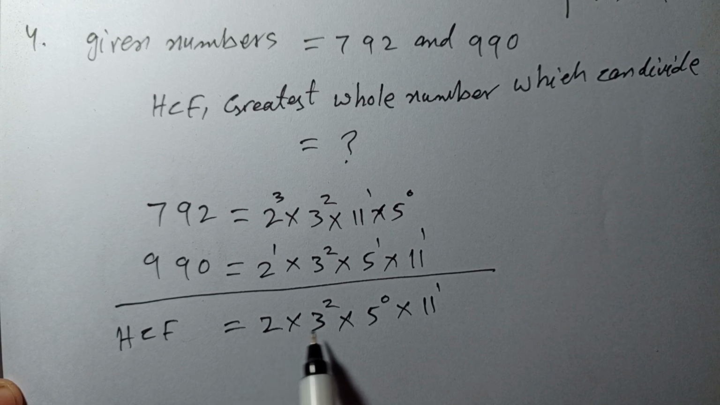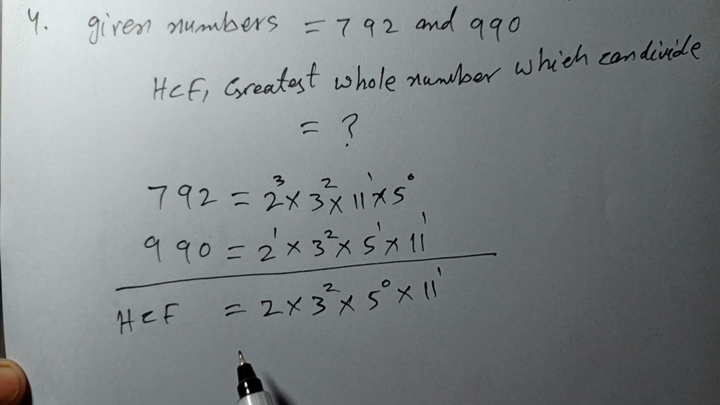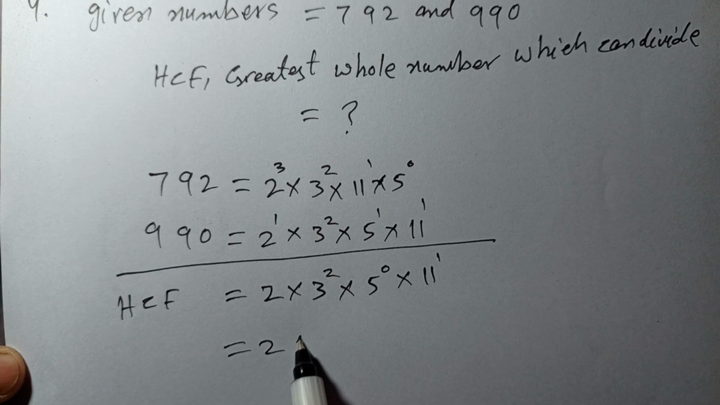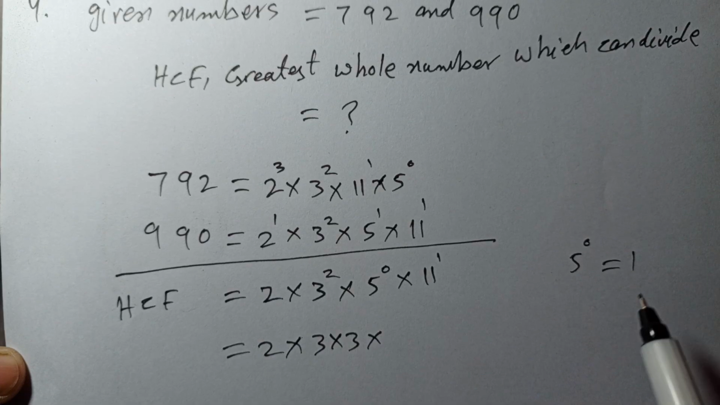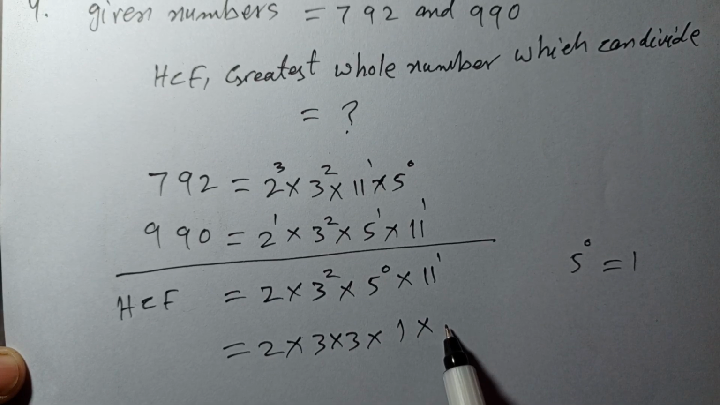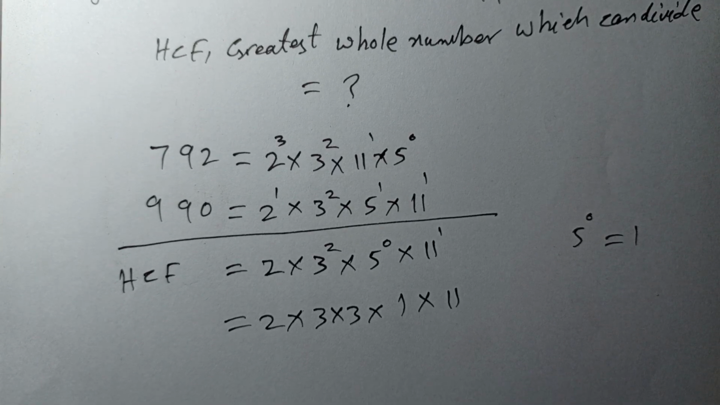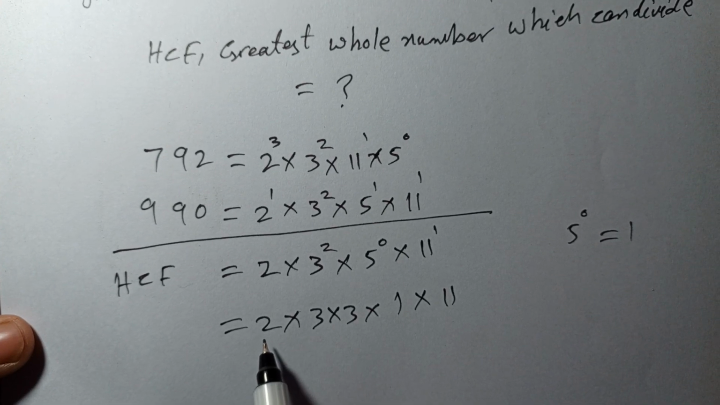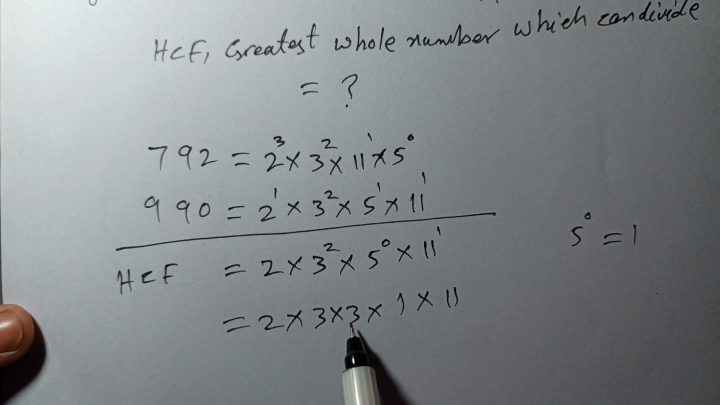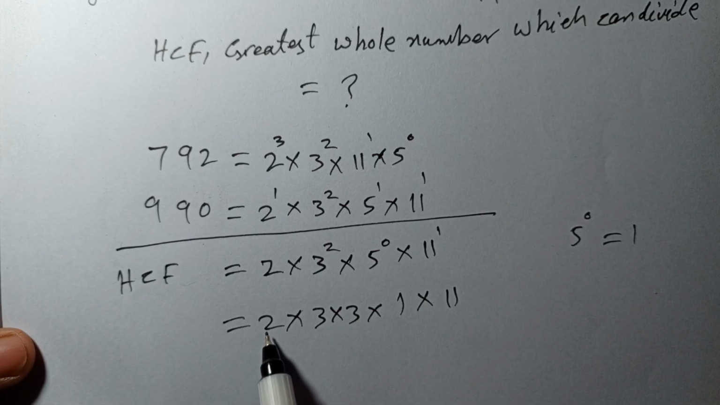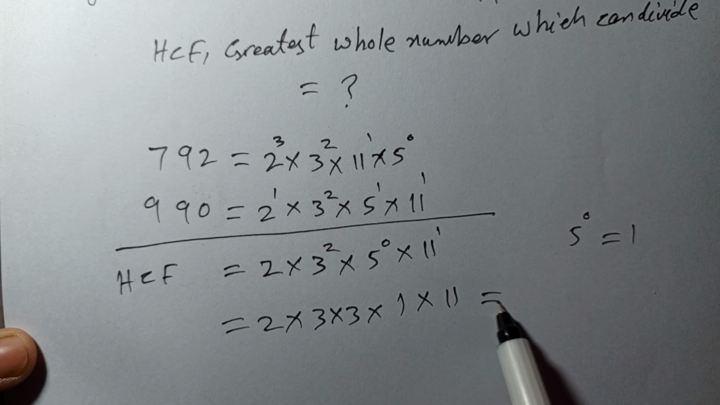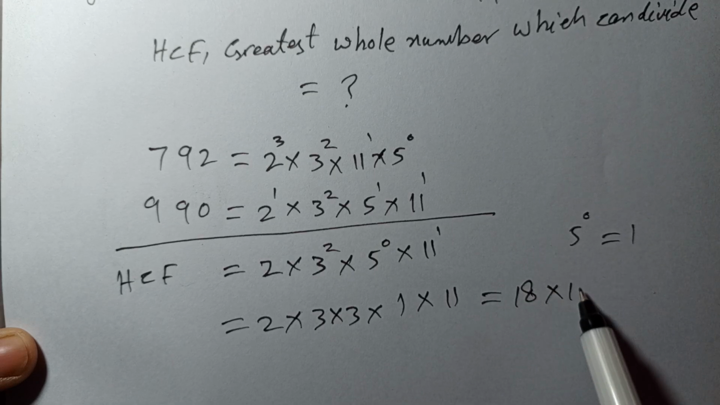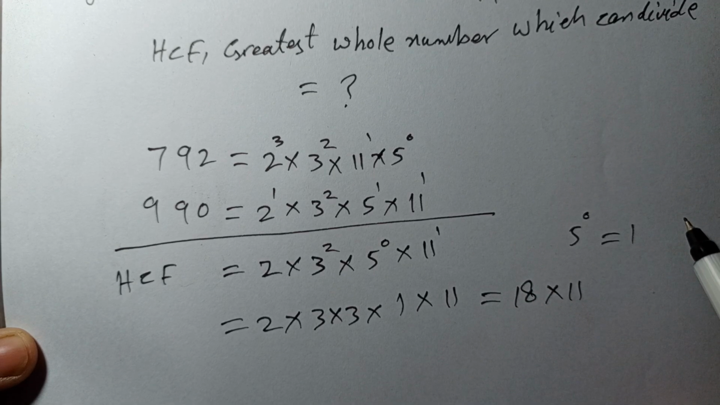Now you can multiply these and you will get your answer. You know that 3 raised to power 2 means 3 multiplied by 3, and 5 raised to power 0 is equal to 1. 11 raised to power 1 is 11. Now you will multiply these. 2 threes are 6, so 3 times 3 is 9, 9 twos are 18, 18 multiplied by 1 is 18, then 11. 18 multiplied by 11, what is the answer?